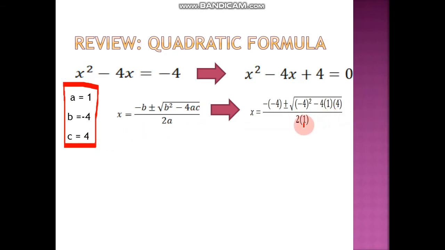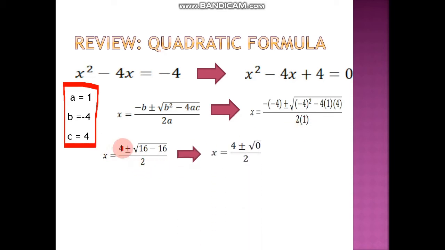And again, a is 1, so we write 1 here. And then simplify. Negative times negative 4 is positive 4. Copy plus and minus, and then simplify inside the radical symbol. Negative 4 times negative 4 is positive 16. Negative 4 times 1 times 4 is equal to negative 16. All over 2 times 1 is equal to 2.